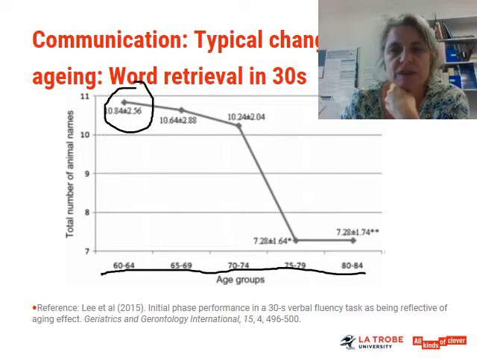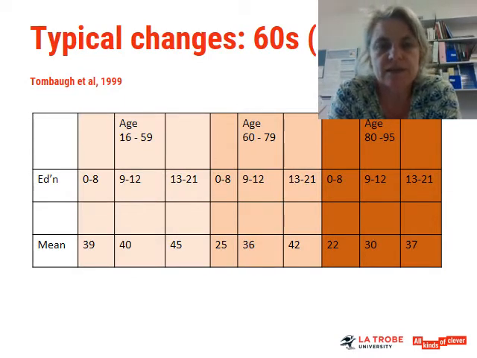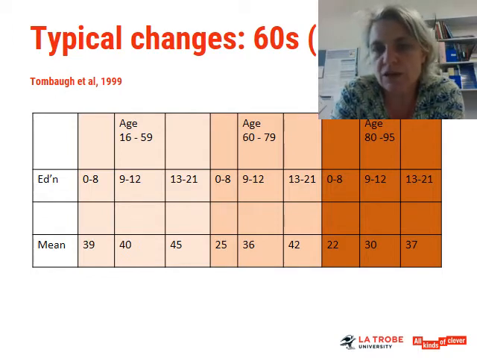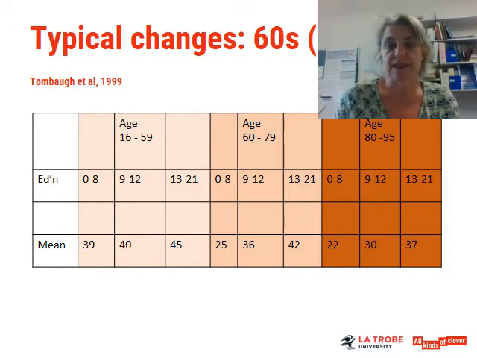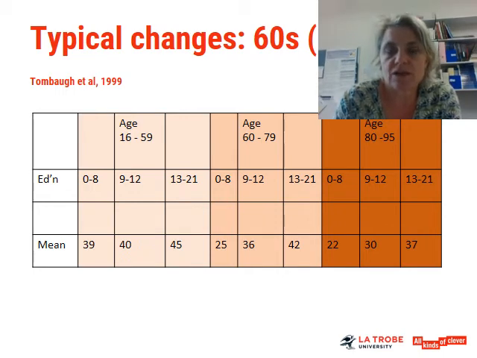But it might not just be age that's impacting this. I want you to have a look at this table. This table looked at people's verbal fluency, but they used a different measure. What they did was ask people to think of as many words as they could starting with the letter F, and gave them 60 seconds to do it. And then they said, now I want you to think of as many words as you can that start with the letter A, and gave them another 60 seconds. And then think of as many words as you can starting with the letter S for 60 seconds.